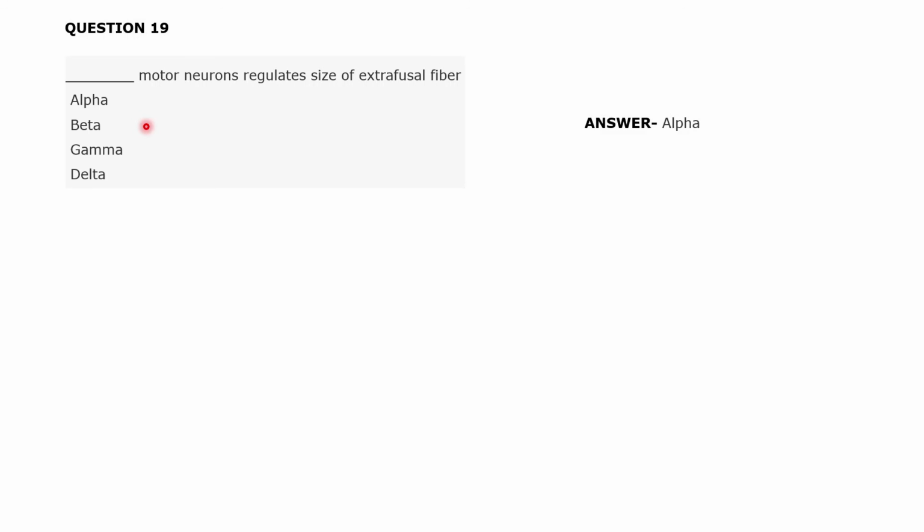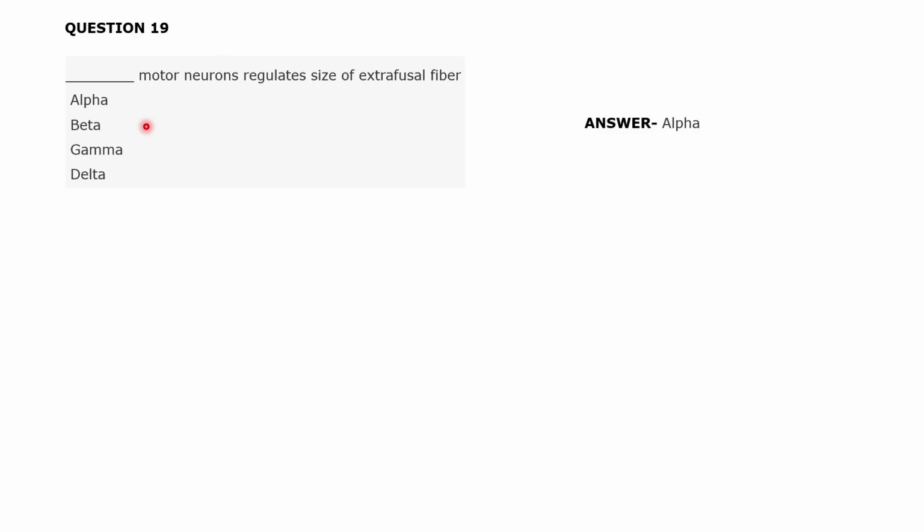Yeah, so you are basically right. It is the alpha motor neurons that regulate the size of extrafusal fibers. Basically, these motor neurons are of two types, alpha as well as gamma. Alpha connects to the extrafusal fibers, and it is much larger as compared to a gamma motor neuron. While the gamma motor neuron is much smaller, it connects itself to the intrafusal fibers or the muscle spindle.